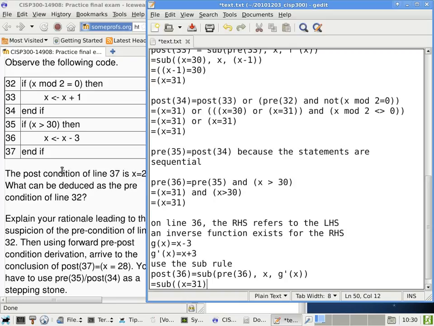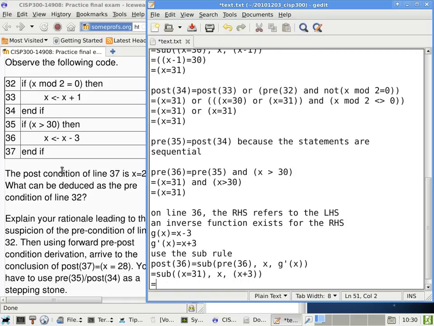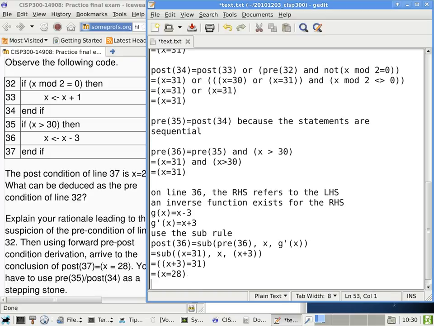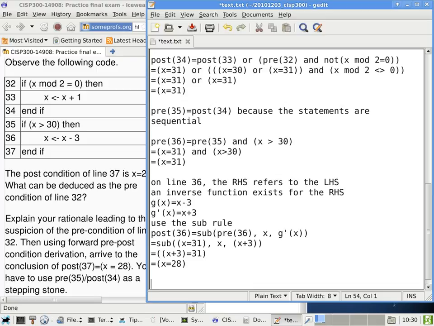Substitution, x equals 31, because that's pre-36. We replace occurrences of x by x plus 3, because that's g prime of x. So what do we do? We just say x plus 3 equals 31, right? Because we are replacing this x with x plus 3. But you can also simplify that, because you can move the plus 3 as a minus 3 to the other side, then you get x equals 28. But we are not quite done yet, because this is only one of the branches.